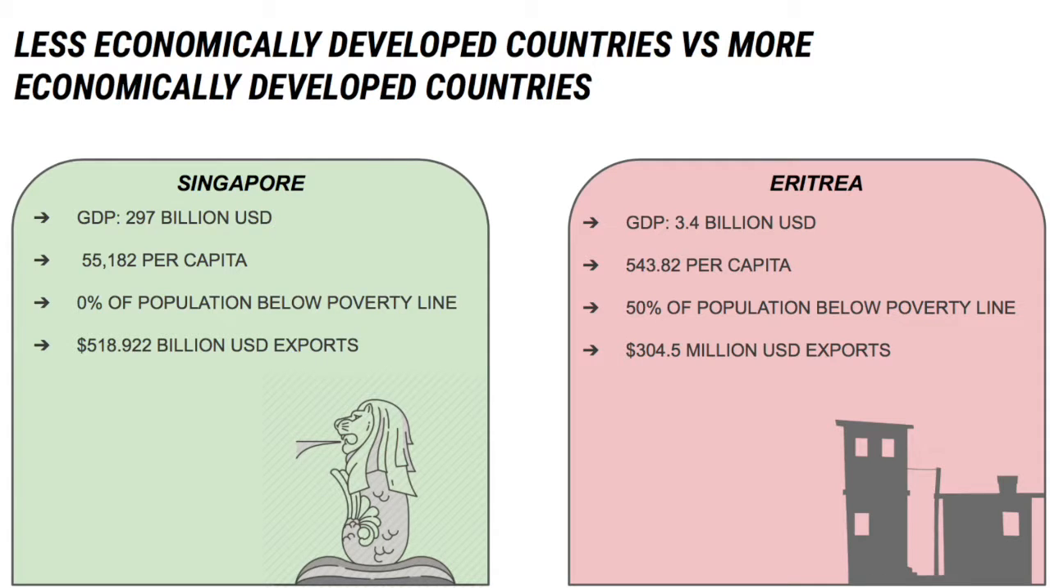When looking at the two countries side by side, it can be seen that Singapore's GDP is higher by over 200. People in Singapore earn on average more than $50,000 more than the average person in Eritrea. One of the most important statistics here is that 50% of Eritrea's population is below the poverty line, in comparison to Singapore, which is at 0%.